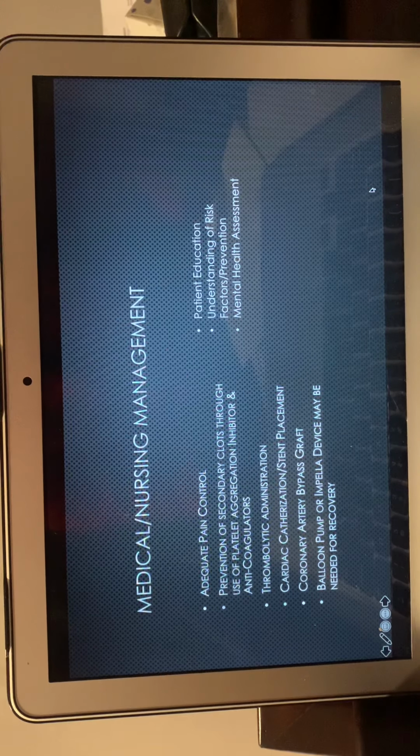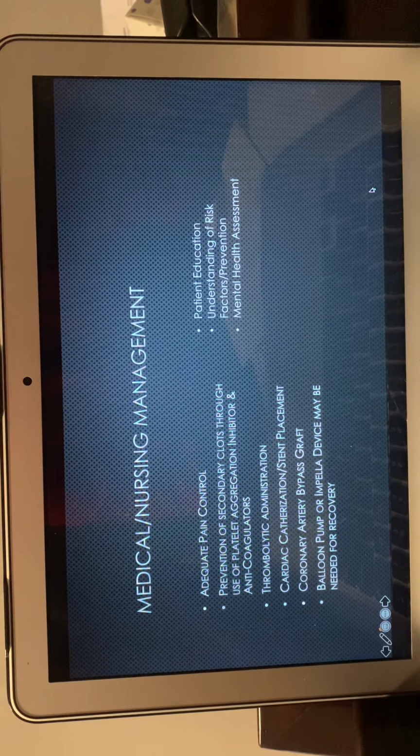So when it comes to medical management as well as nursing management, they're pretty much similar. There's a few things nursing management may play into it. I'm not fully aware of nursing management, but I try to keep up with some of the things you may see. So a big thing, adequate pain control, keep these patients comfortable so we can try to prevent any undue stress on the heart that's not already there. Prevention of secondary clots through use of platelet aggregation inhibitors such as aspirin and anticoagulants that you might see, such as heparin and things of that nature.